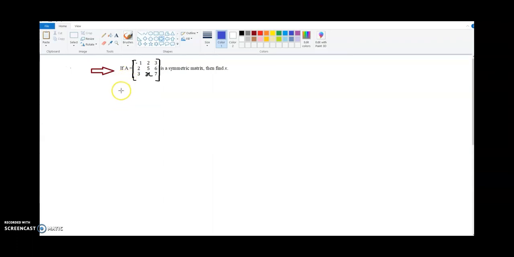If A is equal to the matrix minus 1, 2, 3, 2, 5, 6 and 3x, 7 is a symmetric matrix, then find x. So we are given a matrix A which is symmetric. We have to find the value of x. Remember, a square matrix is said to be symmetric if and only if A transpose is equal to A.